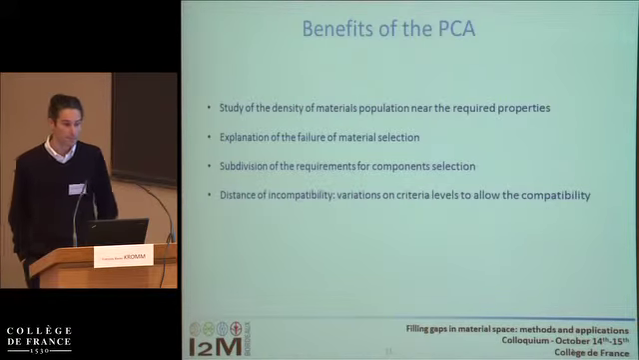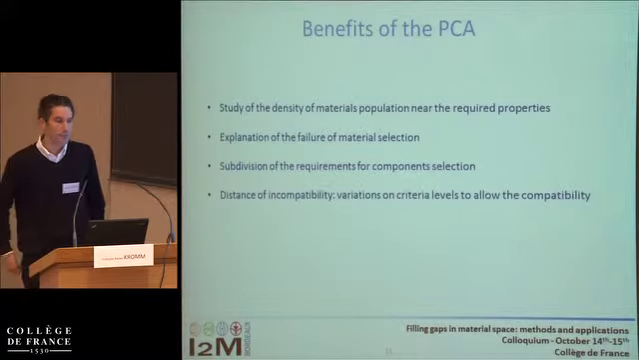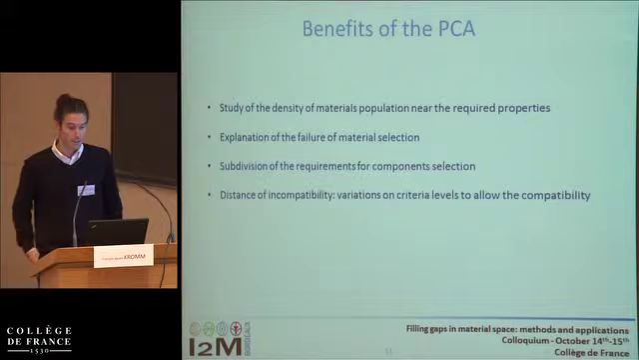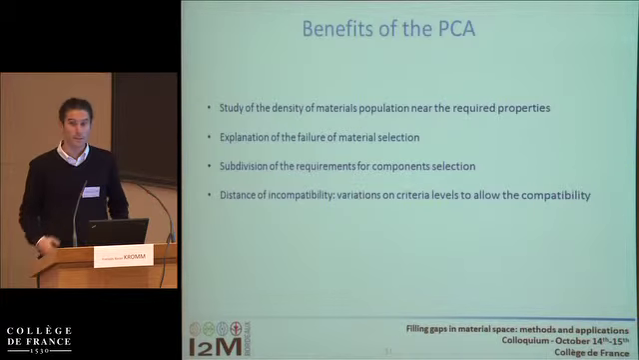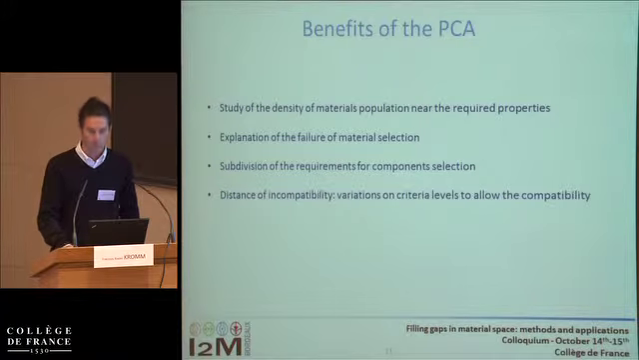So in this case, we can summarize the benefits of this method by saying that we didn't detail it today, but we can study the density of materials population in the space, in order to see that we have some opportunity to find a material to fill the required properties. We can explain the failure for a material selection, and we can then separate the different incompatible functions in different sets of requirements, or we can evaluate the distance of incompatibility to see if a small variation of the criteria can benefit.